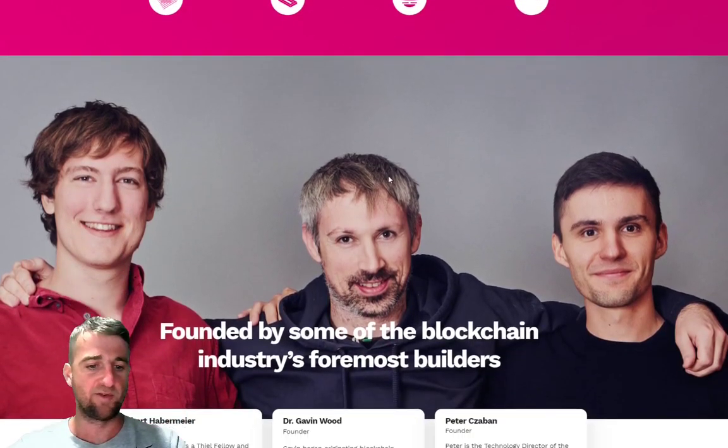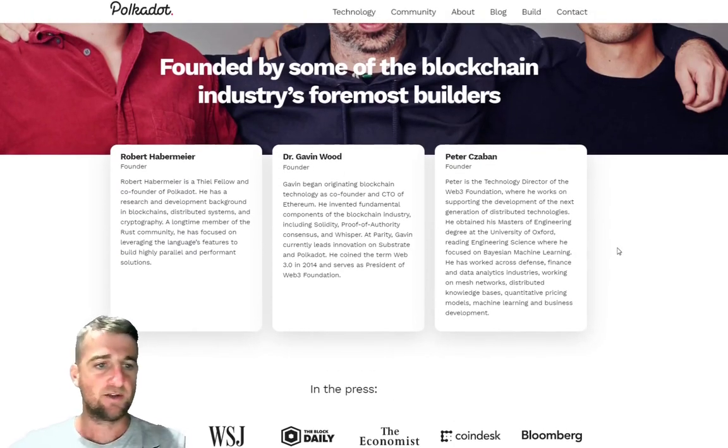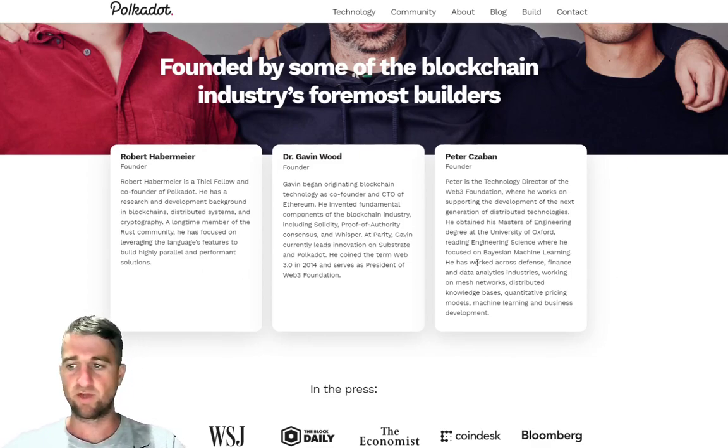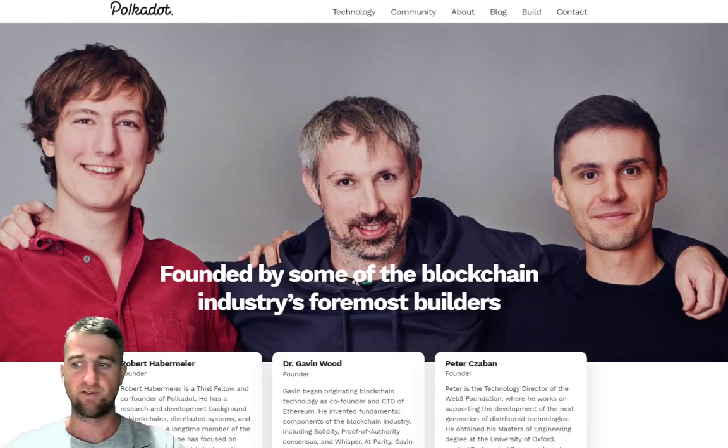And then moving further down, we have the main three guys who are in charge, who are Robert Habermeier, Dr. Gavin Wood, and Peter Czaban. I'm not going to read about their history because I will drop the links to the website in the description. You'll be able to have a good in-depth read about those three guys yourself.